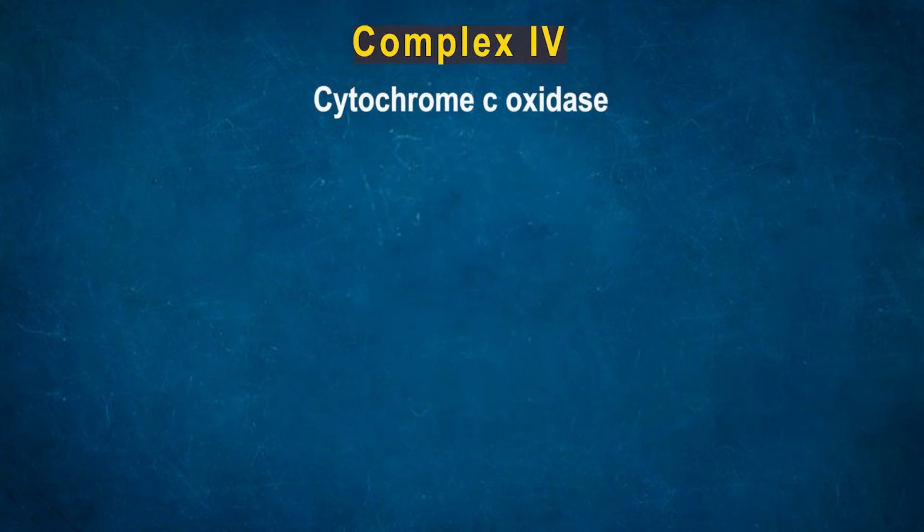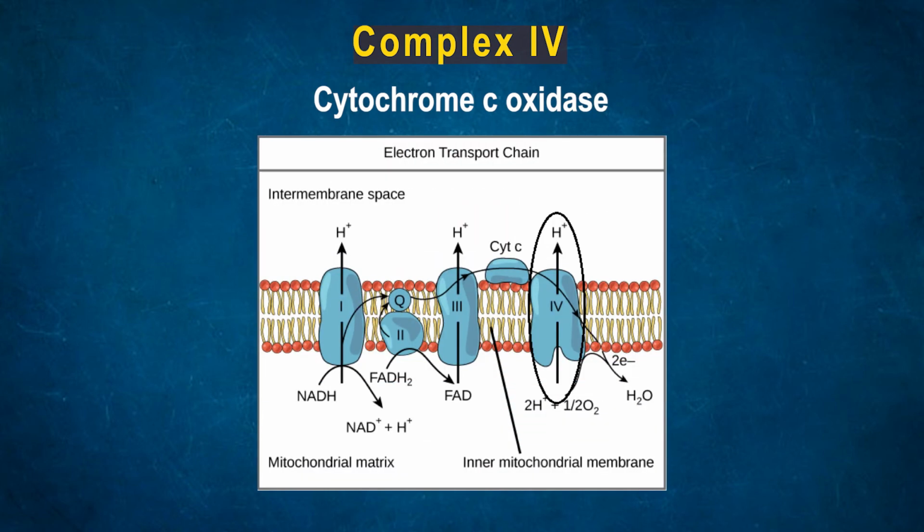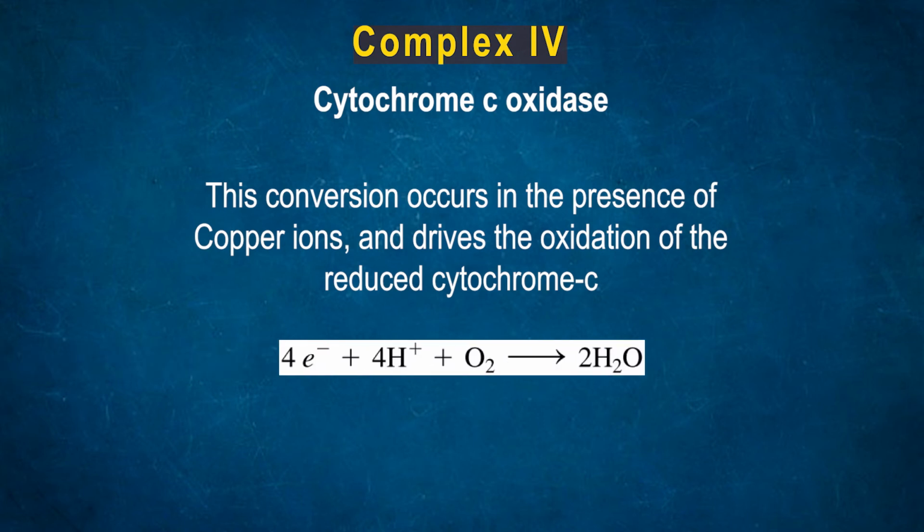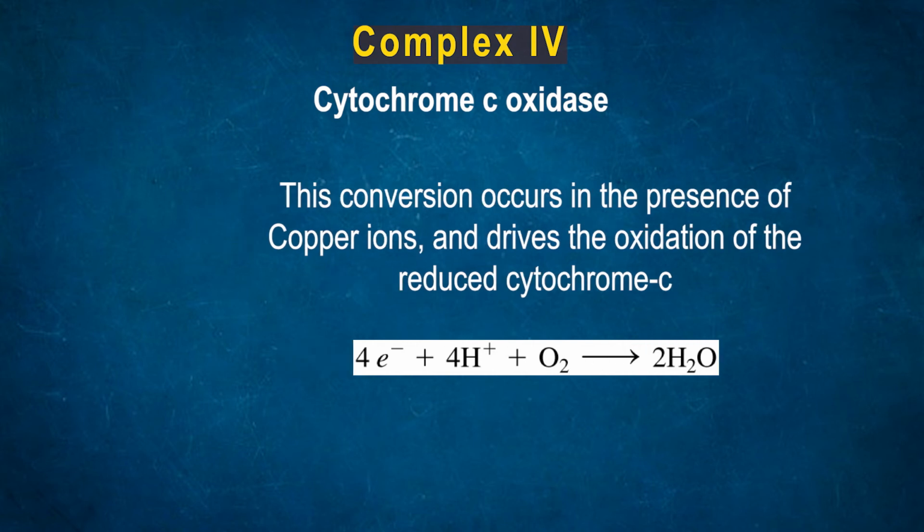Complex 4 is sometimes called cytochrome C oxidase. It contains cytochrome A and A3. So 4 electrons from cytochrome C are passed to the other electron carrier, that is complex 4. Then from complex 4, electrons combine with hydrogen ions and oxygen to form 2 molecules of water. This conversion occurs in the presence of copper ions and drives the oxidation of the reduced cytochrome C. So 4 electrons plus 4 protons plus oxygen gives rise to 2H2O.